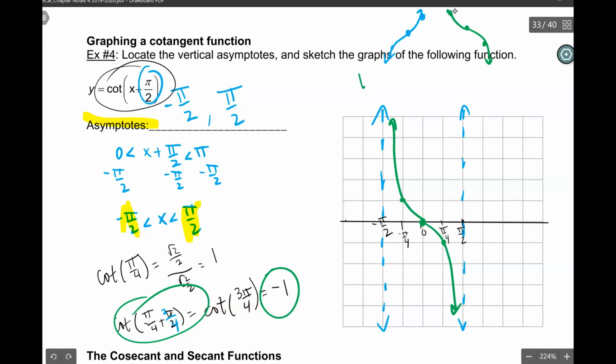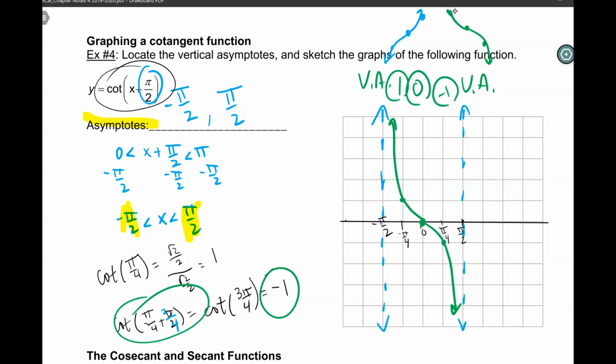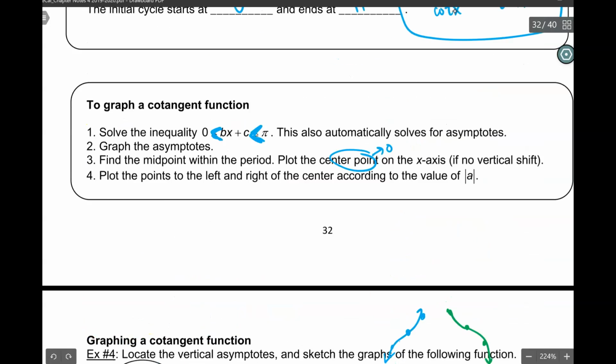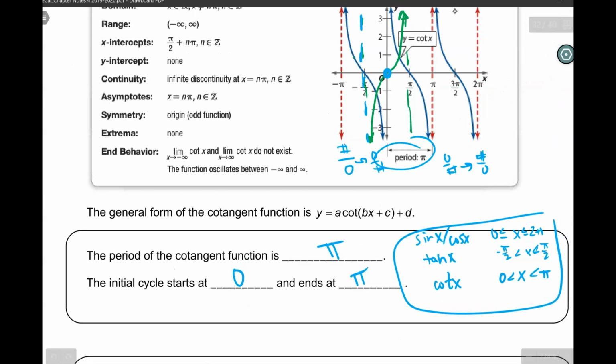So the 5 points you're going to have is vertical asymptote, 1, 0, -1, vertical asymptote. These are the 5 things you're graphing. So left to right, it goes in order of 1, 0, -1. So this is what I mean. 1, oh, this is messy, hold on.